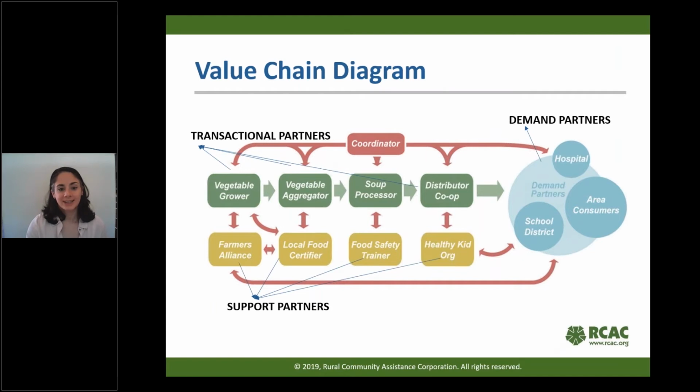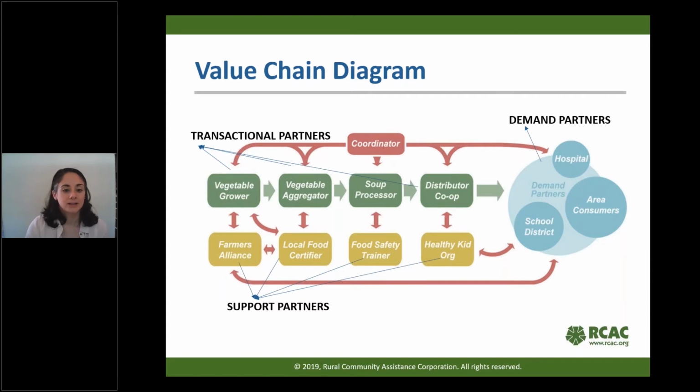So now we're going to look at a sample value chain. You should have a picture of this value chain in your workbook called the tomato soup value chain diagram. The product or service in this value chain is vegetable soup. The green squares are the names of the transactional partners. The farmer who grows the vegetables, the aggregator that goes to all the different farms to collect the vegetables and then sells them to a processor who turns them into soup, then to a distributor who finds the customers, and eventually they get to the consumer.